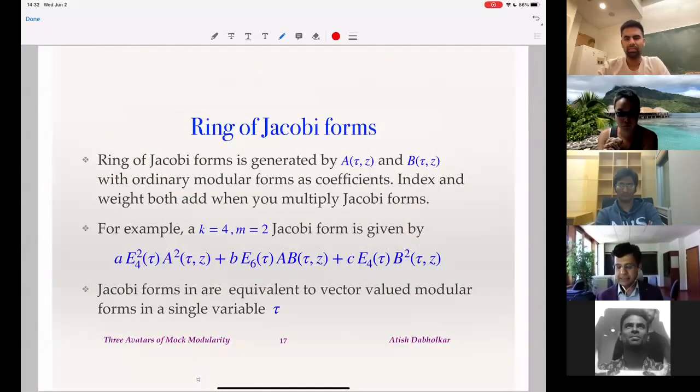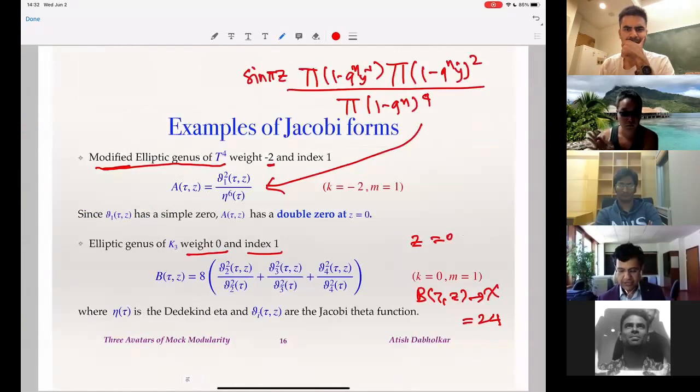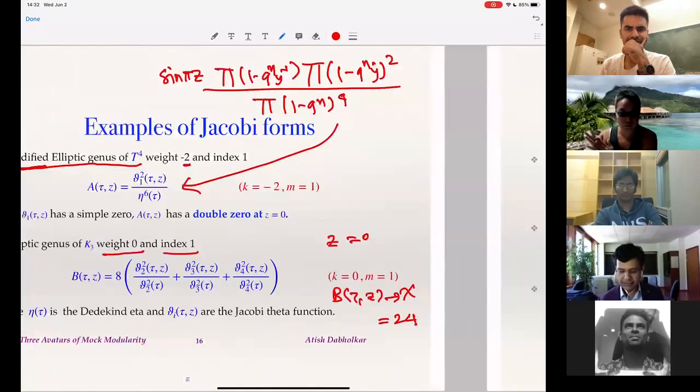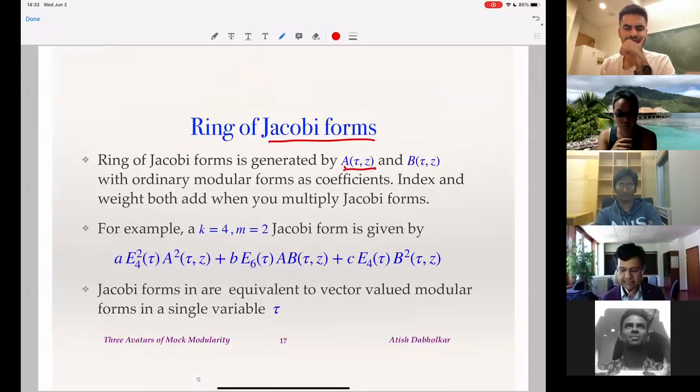Now, once again, Jacobi forms also have a very nice theorem. The ring of Jacobi forms is finitely generated by these two functions. So these two functions are very natural from the physics point of view, but also from a mathematical point of view. They generate A and B completely the ring of Jacobi forms. So for example, if you want a Jacobi form of weight 4 and index 2, but this time the coefficients of the ring can be themselves modular forms of the single variable, tau variable. So just to illustrate this theorem by example, this is Eichler and Zagier.